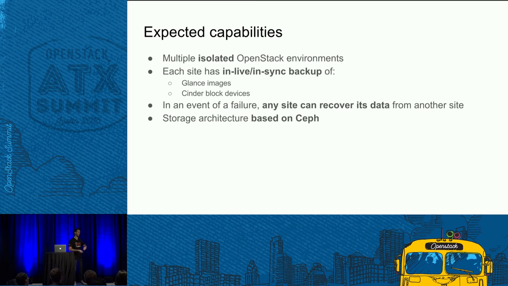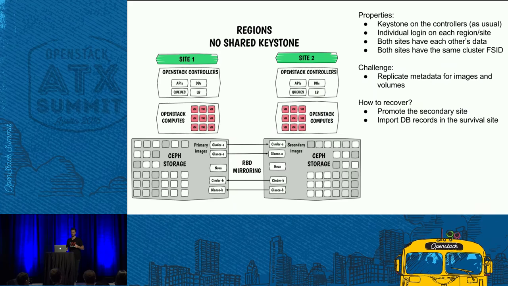The principle is that we keep on reusing the RBD mirroring feature. So we just have this cross replication from site A to site B, and all the images are available on both sites at the same time. We decide to, of course, replicate Glance images and Cinder block devices. And then in the event of a failure, we will have the ability to recover data from the other site. So let's jump into the first design, which we call regions with no shared Keystone.